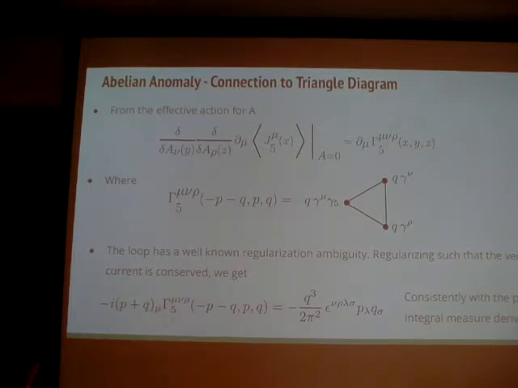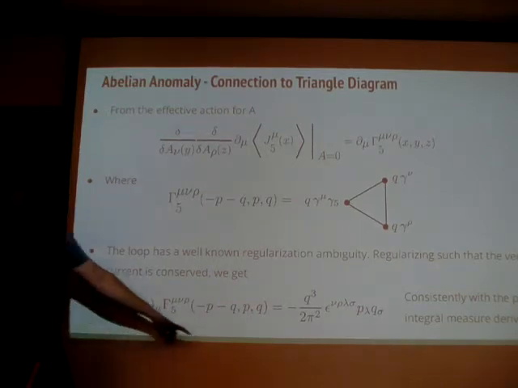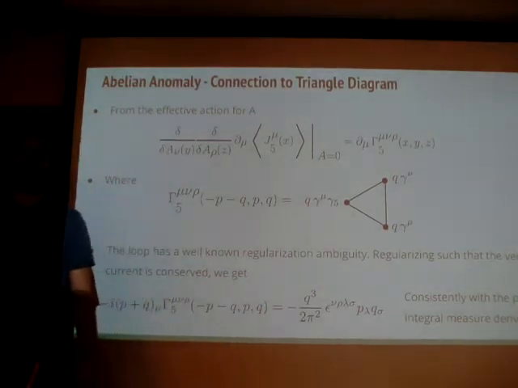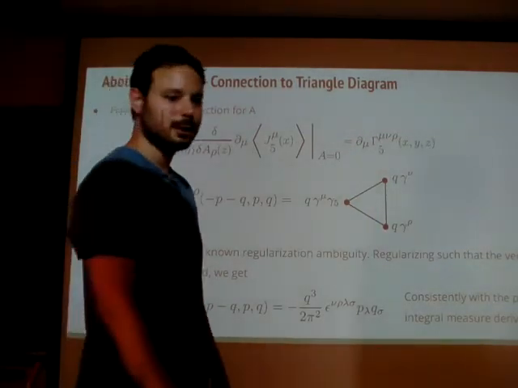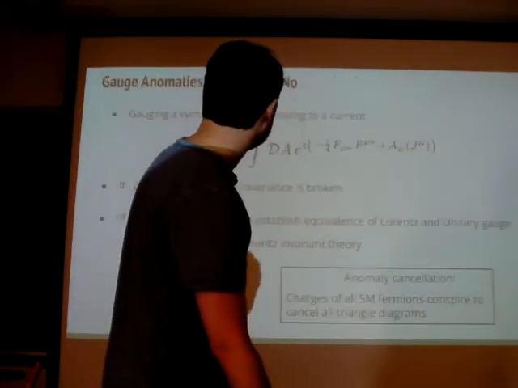Okay? So in particular, I can choose the regulator to preserve my vector symmetry, and that means that my anomaly lives in the axial current, and that's what I get from just calculating and regulating the loop appropriately. And this corresponds exactly to what we found from the Fujikawa method. Any questions about this? So this is textbook stuff.